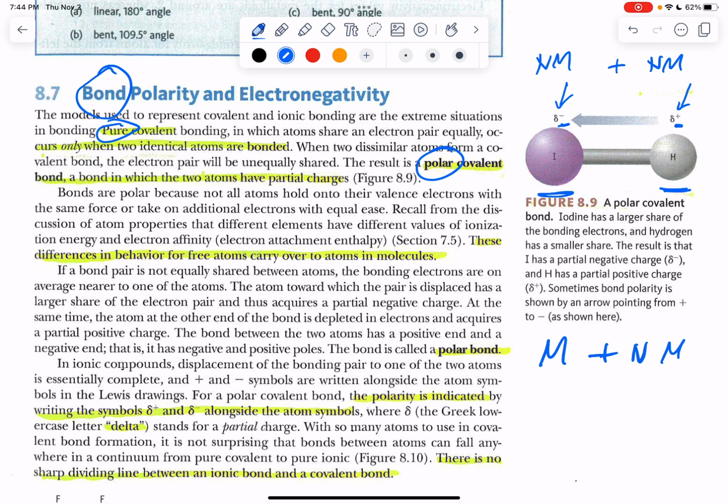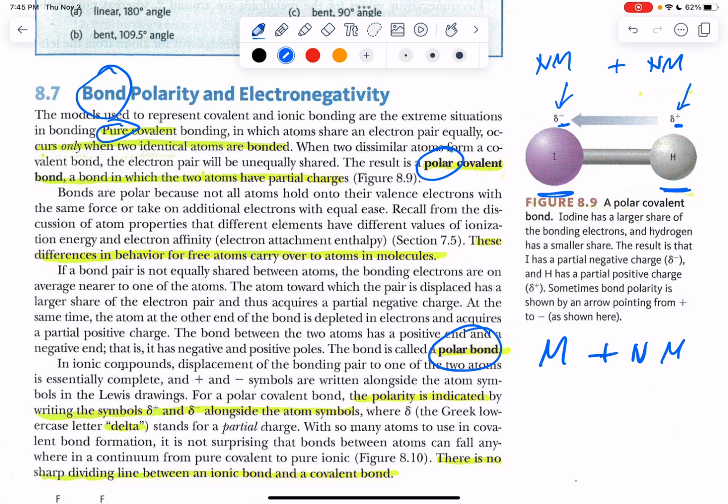So these differences in behavior for free atoms carry over to atoms and molecules. So if we have more than 2 atoms in our molecule, we could have multiple polar covalent bonds. We could even have pure covalent bonds and polar covalent bonds within a molecule that has more than 2 atoms. So again, a polar bond is going to be a bond where you have an uneven sharing of the electrons, and one of the atoms has the electrons more than the other.